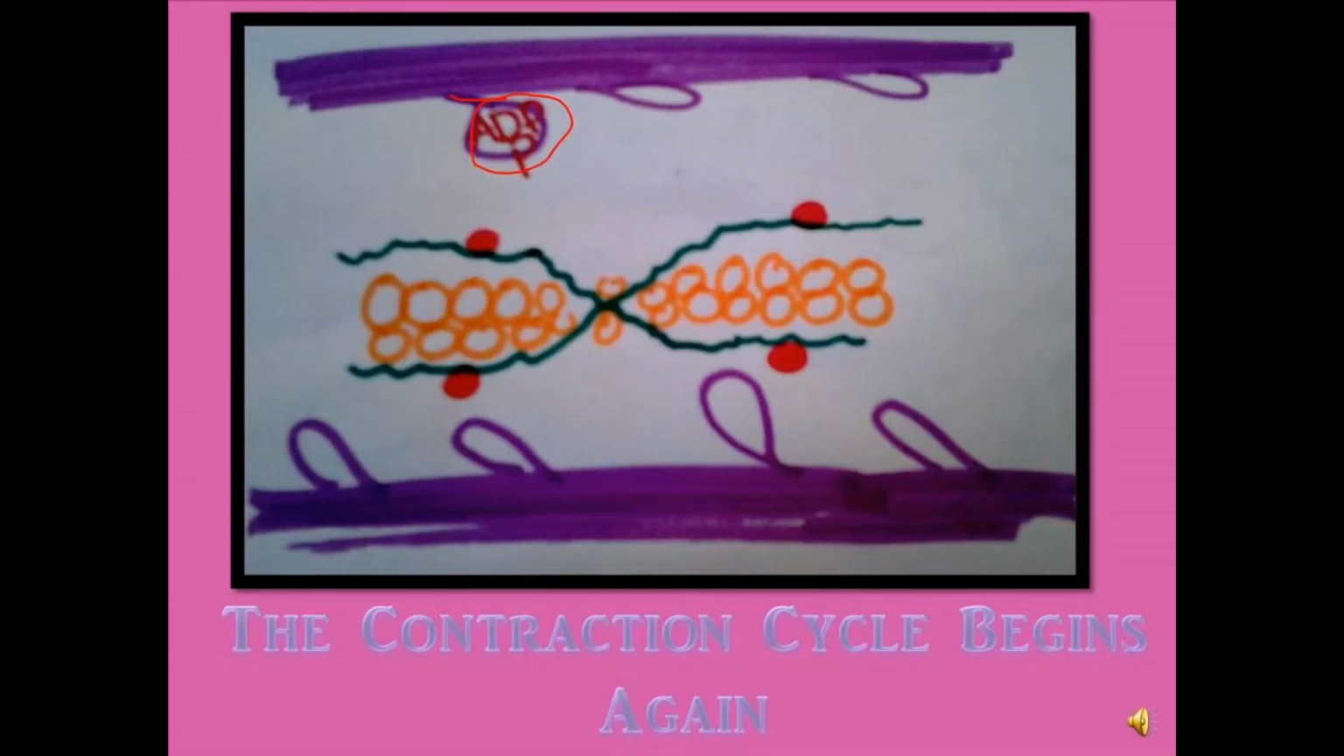Once the calcium is reabsorbed back into the sarcoplasmic reticulum, then everything goes back to its normal stage. ADP and phosphate return back to the myosin head. The contraction cycle begins again once calcium reaches the thick filament.